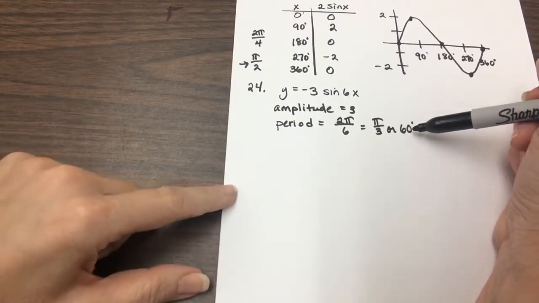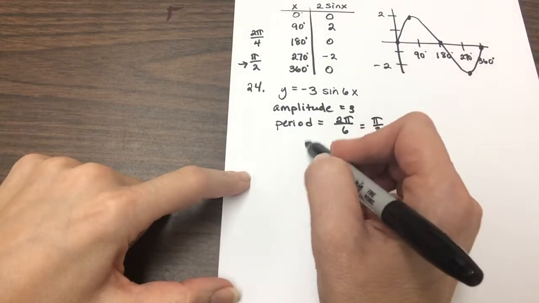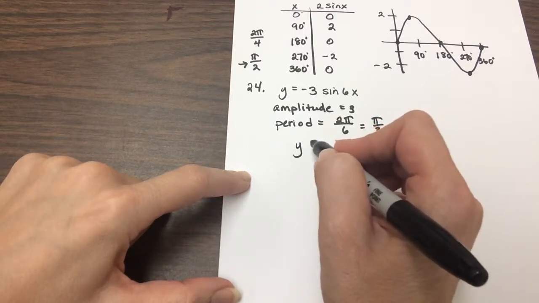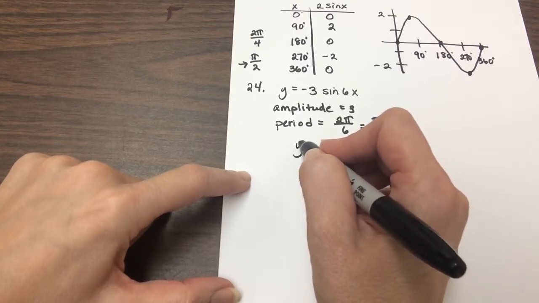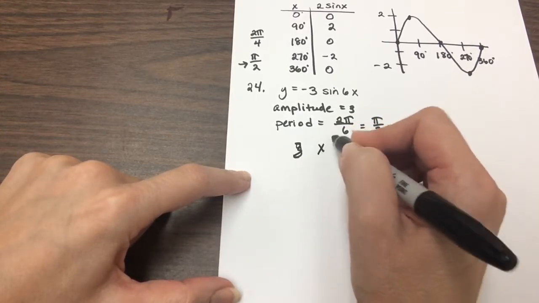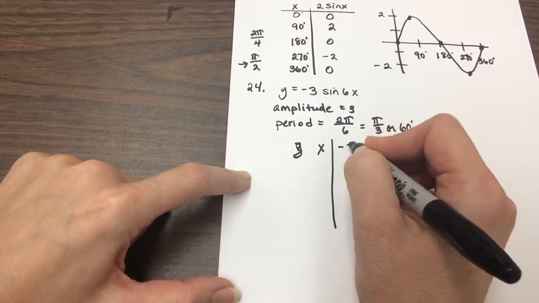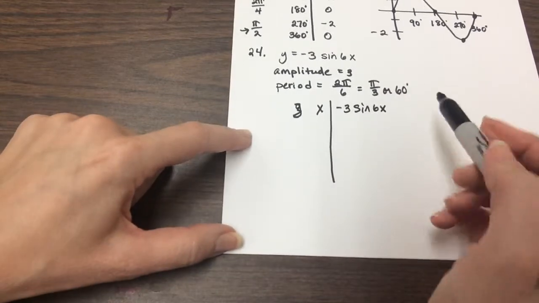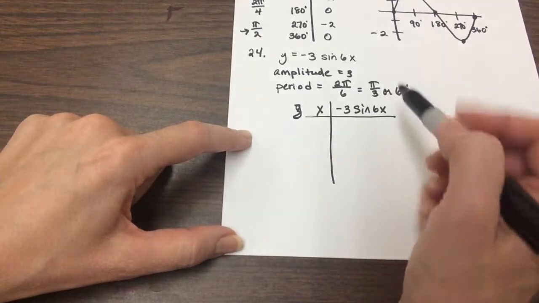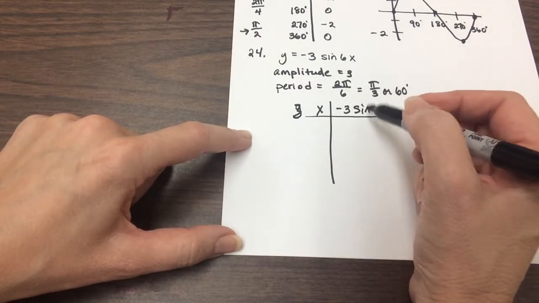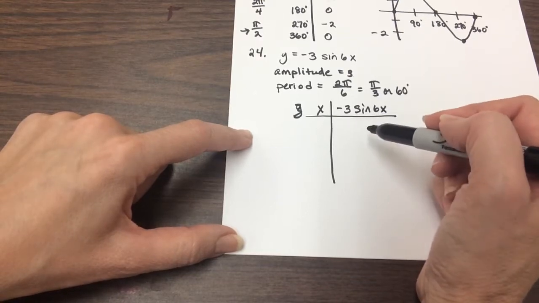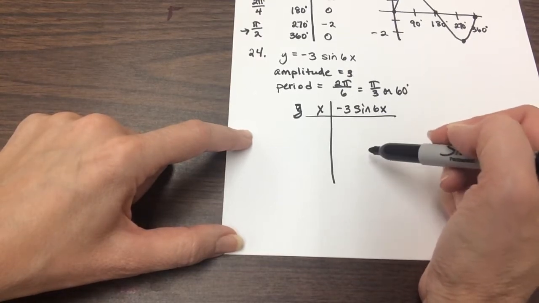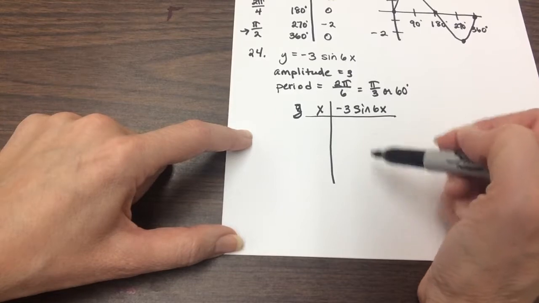Alright, so let's plot this. I've got my x, and I've got -3 times the sine of 6x. Let's look at these values right here. My values are not going to change. I'm still going to be going from 0, up 1, 0, -1, 0.